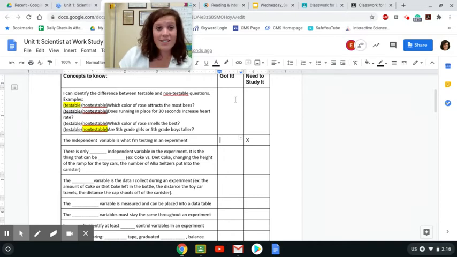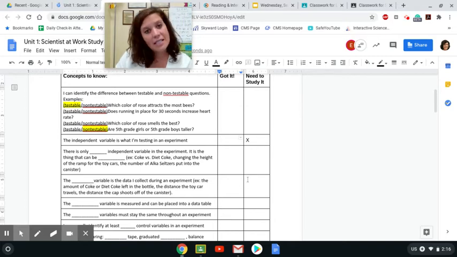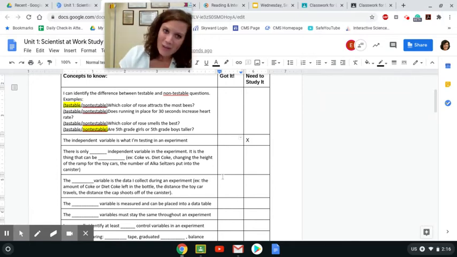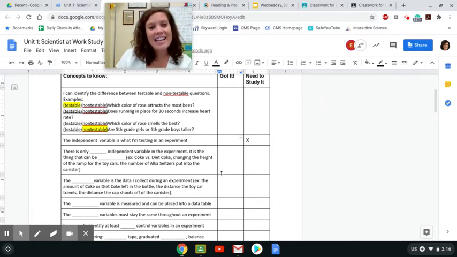Your goal is to get all of your X's in the got it column, and you're doing this honestly with yourself. Okay, you are realizing what you know, and you're realizing what you don't know. You're studying what you don't know until you do know it. Okay, and if you already know something, skip over it. Don't spend a whole lot of time on it. And then when the test is getting closer, just make sure you still know it. Sound good? All right, we will review next week.